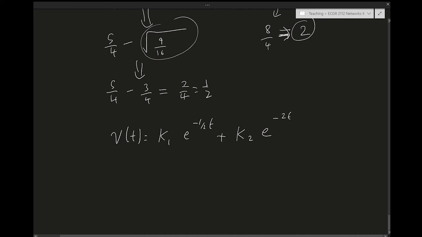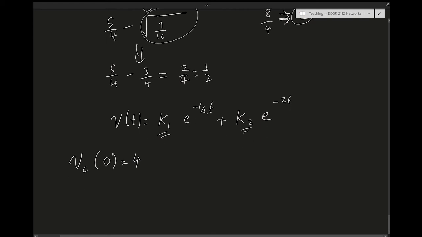So we need to find K1 and K2. We need to apply two initial conditions. We're given two initial conditions. The first initial condition directly can be applied. So this tells us that at t equals 0, e to the power 0 is 1, right? So it tells us that K1 plus K2 equals 4. Okay. We need to apply now this second initial condition.